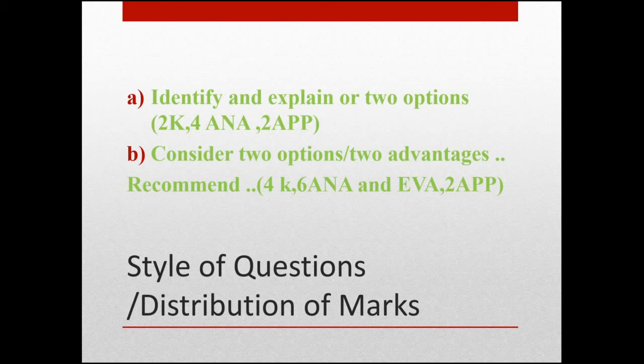For part B, it's a recommendation. So here they are testing your evaluation. They give you more marks for evaluation here. It's always the same. They give you 2 options, 2 advantages. It's always like this. They choose between 2 locations, for example, which location is better, then you give your recommendation.